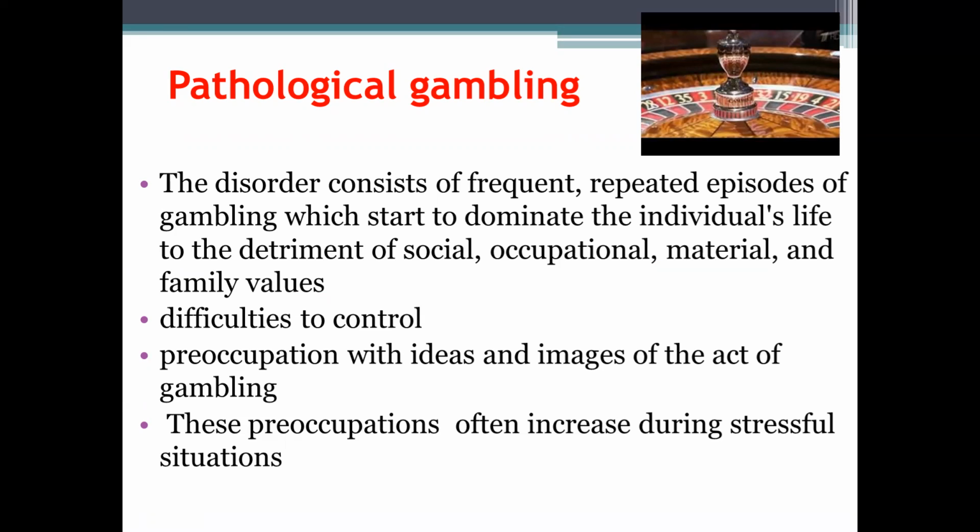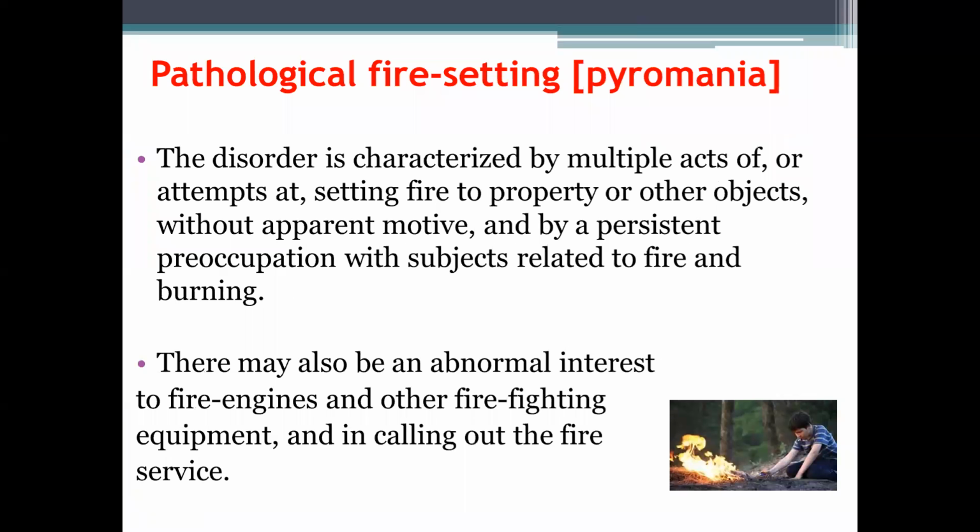Difficult to control. The person cannot stop. For example, he loses time but cannot stop. Then preoccupation with ideas and images of the act of gambling, and these preoccupations often increase during stressful situations. During the game, usually these preoccupations increase. Next, pathological fire setting.